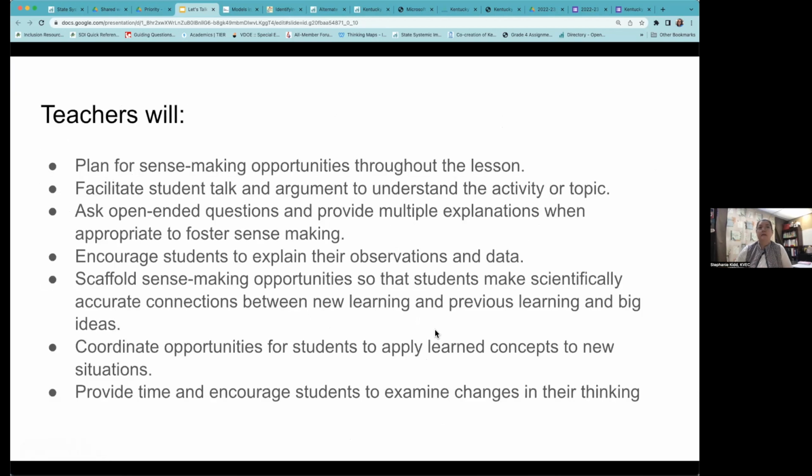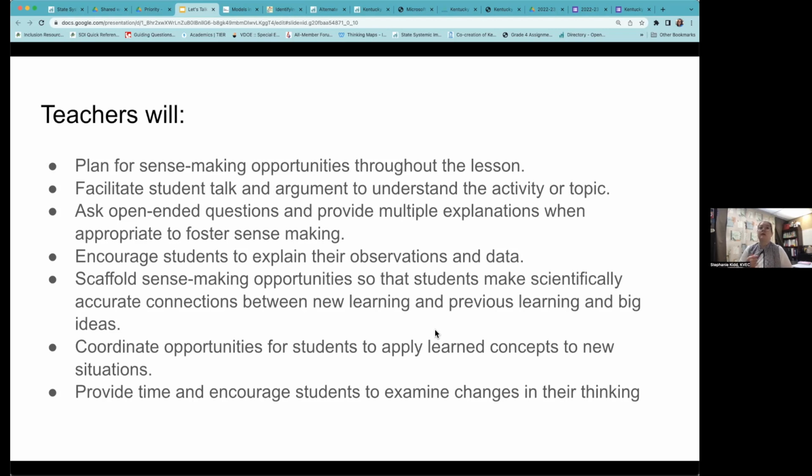All right, so next one. As a teacher, what are you going to do? You're going to plan for sense-making opportunities throughout your lesson, right? You're going to give the chance for our kids to put their hands on the science as often as possible and to be able to manipulate through the science.